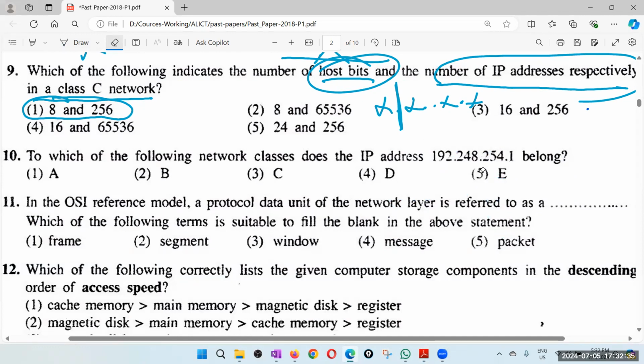Class A, Class B, Class C, Class B. So this question is also about classes. These days the examiner usually doesn't ask many questions about classes, because we have pretty much gotten rid of the concept of classes. But anyway, this is another class-related question. To which of the following network classes does this IP address belong? You need to just look at the first value. Remember, we discussed that.